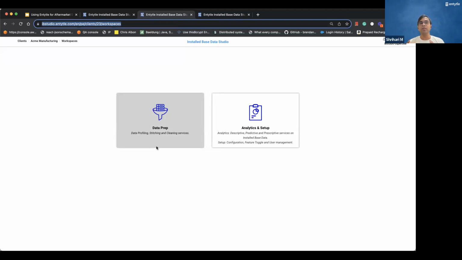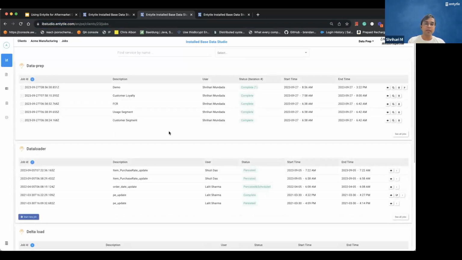And coming back to my original point, why did we build this? We built this studio to enable our own people first to deliver installed base use cases at scale and in a repeatable format. And I think after having worked for a large number of customers, we are now thinking of exposing it directly to our customers so that they could do it by themselves. So let's first get into the data prep workspace.